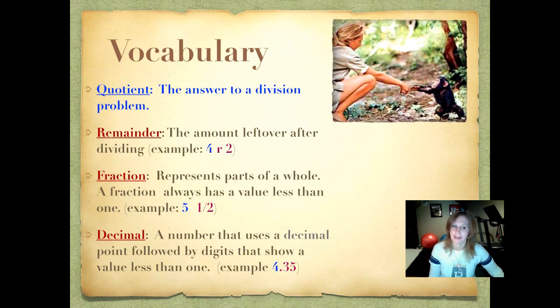A fraction, that represents parts of a whole. Remember that a fraction always has a value less than 1. So you can see the fraction amount there in purple, 1/2. And a decimal is a number that uses a decimal point followed by digits that show a value less than 1. Both fractions and decimals are always going to fall between 0 and 1 on a number line. So you can see that example there with the quotient in blue, 4, and the decimal part of the answer, 35/100ths, in purple.